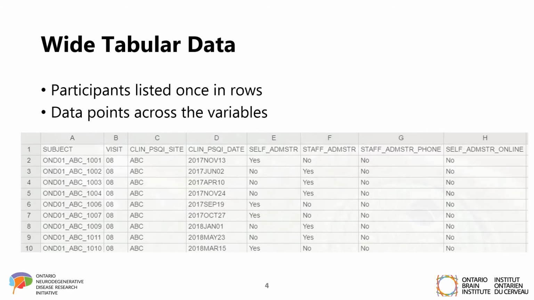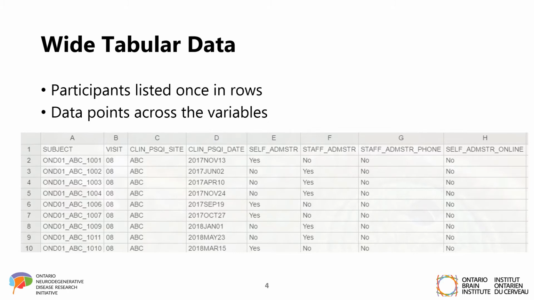Two subtypes of tabular data can be considered. Tabular data can be wide, where participants are listed one time down the rows and participant data points exist for each variable across the columns. Wide tabular datasets are preferred wherever possible and generally the default for ONDRI data.